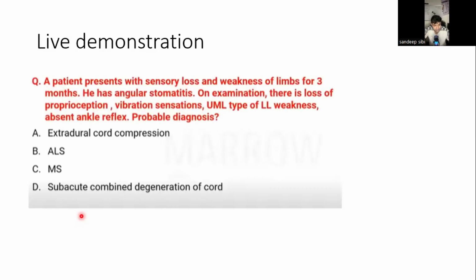So a patient presents with sensory loss and weakness of limbs for 3 months. He has angular stomatitis. On examination, there is loss of proprioception and vibration sensations, UMN type of lower limb weakness, and absent ankle reflex. What is the probable diagnosis? So based on this history, with angular stomatitis, the patient is having sensory ataxia and absent ankle reflex. Probability is vitamin B12 deficiency. So the diagnosis here is straightforward. It is subacute combined degeneration of the spinal cord.